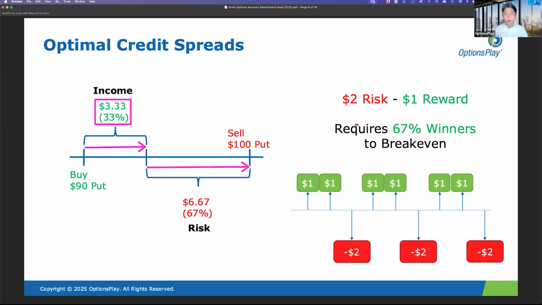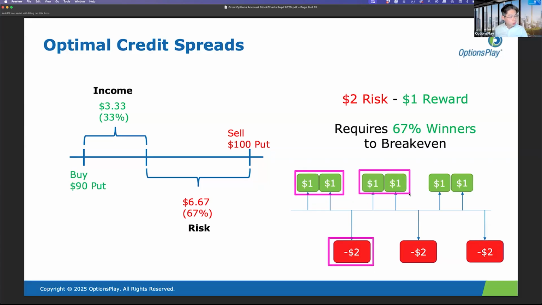That's a risk to reward ratio of 2 to 1, meaning for every $1 you can potentially make, you are risking $2 on the back end. That means you need 67% of trades like this to be winners in order to be profitable. Just to play this scenario out, let's say you have 2 winning trades where you win $1 each, and 1 losing trade where you lose $2.